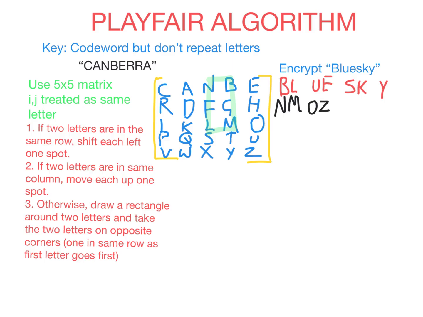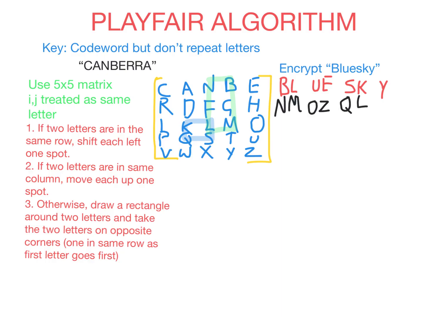So let's look now at S and K. Again, they are in neither the same row nor the same column. So what we need to do is draw a rectangle around them. Turns out to be a square here. S and K are 2 of the corners. L and Q are at the opposite corner. Because S comes before K, I write Q first because it's in the same row. So SK gets mapped to QL.